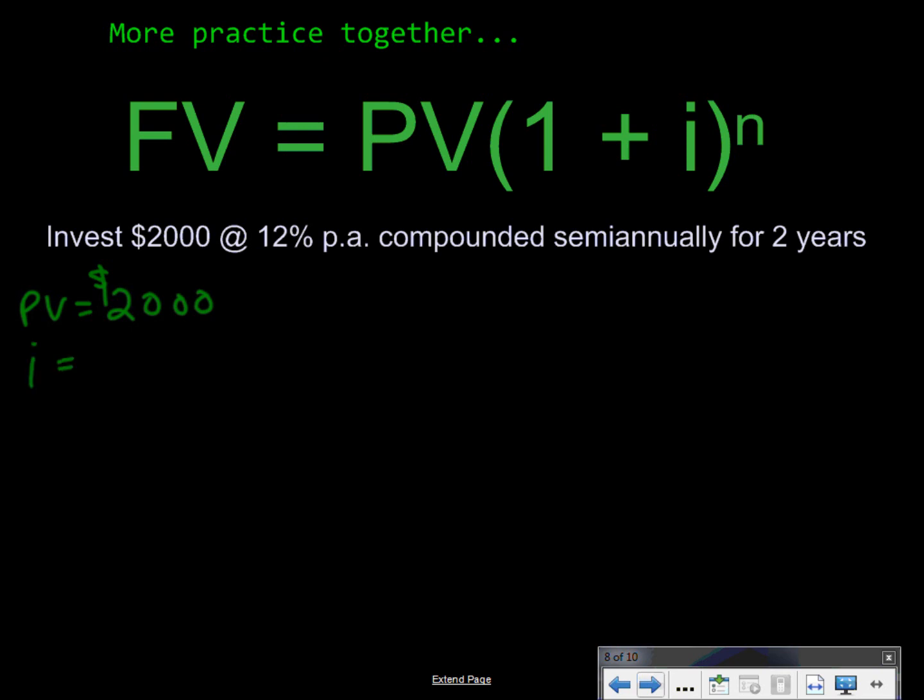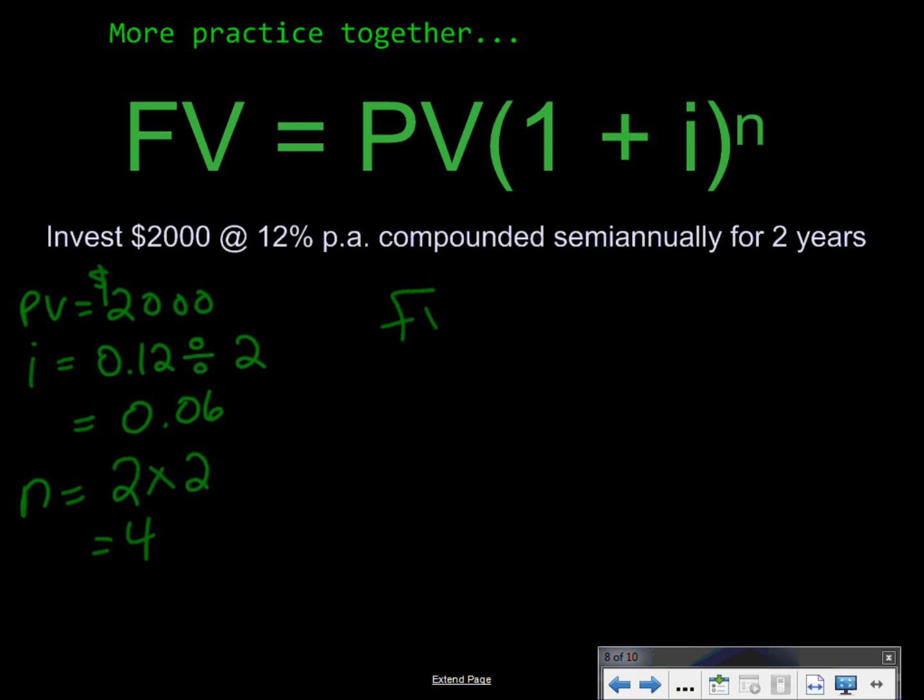I, in this case, is 0.12 divided by compounded semi-annually. Semi-annually is twice a year. So my interest is 0.12 divided by 2 because it is twice a year. So I get 0.06, or 6%, every period. N is 2 years times twice a year, so this is 4.